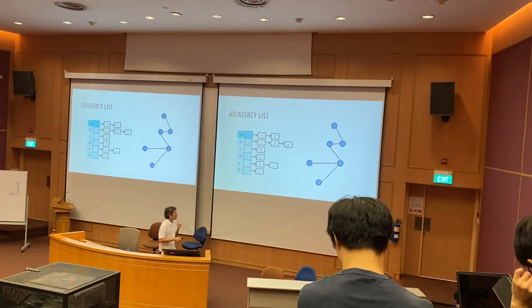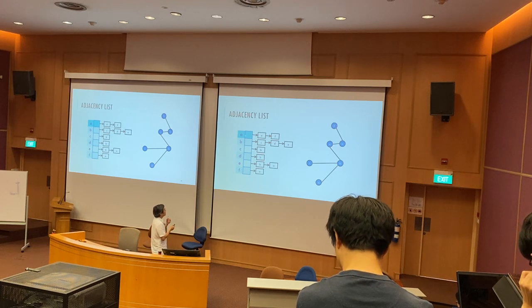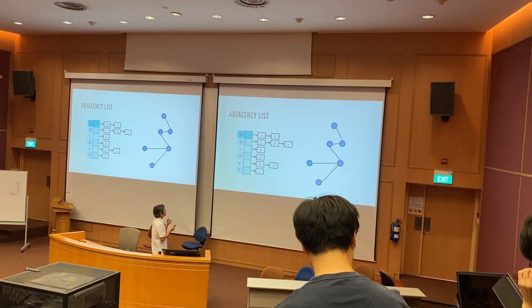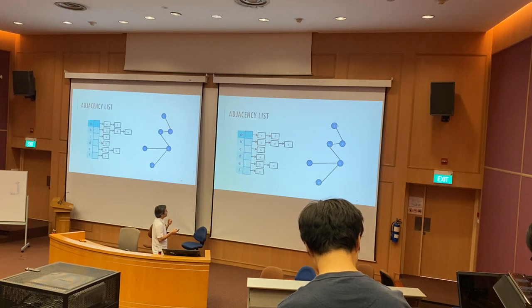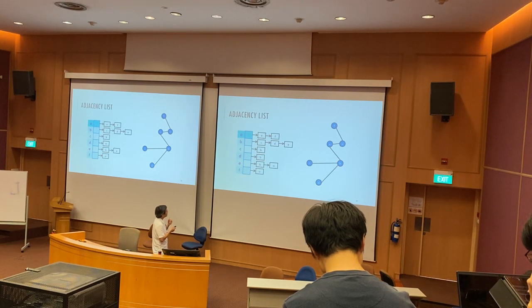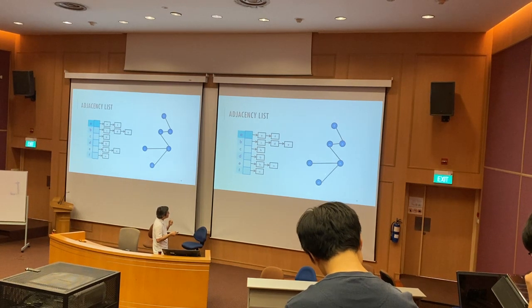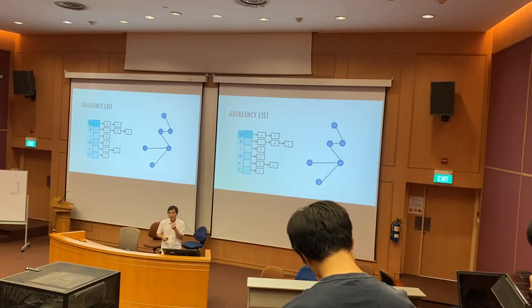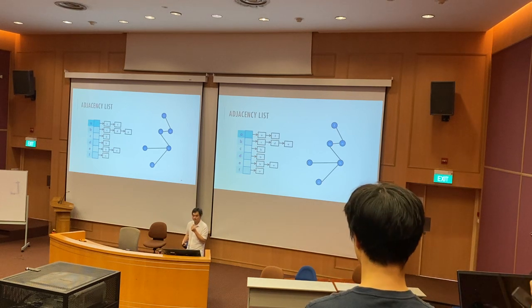Okay, so for example, node A. Node A is connected to two nodes, E and F. And so there's a linked list here representing AE and AF. Likewise, B is connected to three nodes. So B here is connected to BC, BD, and so on. Alright, so this is a simple adjacency list.